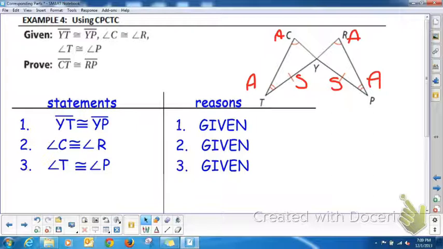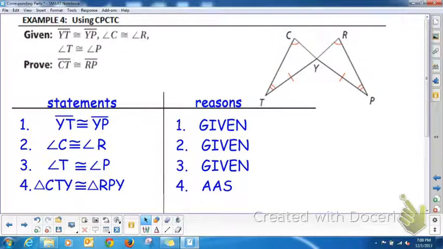These two triangles are congruent using angle, angle, side. And therefore, if you can prove that the two triangles are congruent, then you can prove that all of the corresponding parts of these triangles are congruent, using corresponding parts of congruent triangles are congruent, or CPCTC for short.